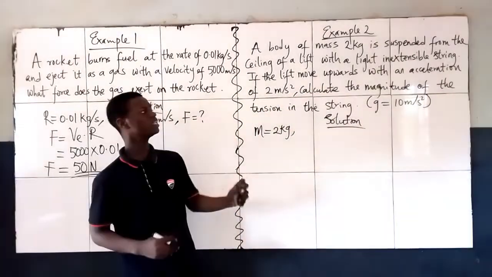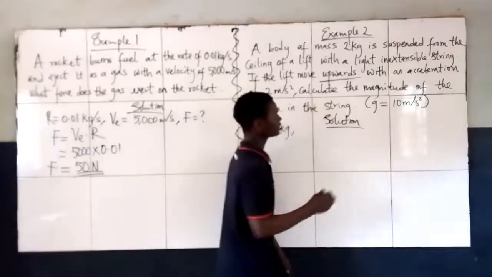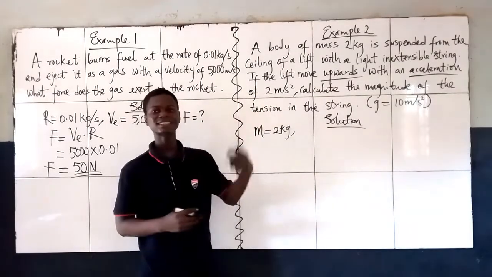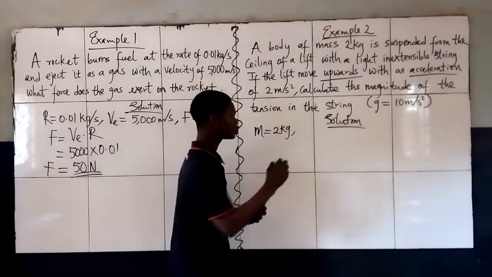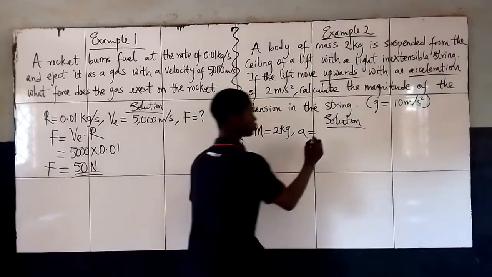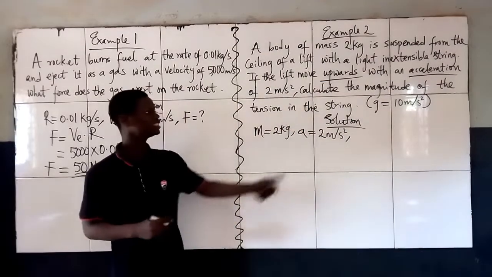Then it said if the lift moves upward, are you seeing that? With an acceleration. That is, the lift is what? Accelerated upward. Is it not? Now what is the acceleration? Acceleration is symbolized as A. The value for the acceleration they gave us is what? 2 meters per second squared. Is it not? Now this is what we have.